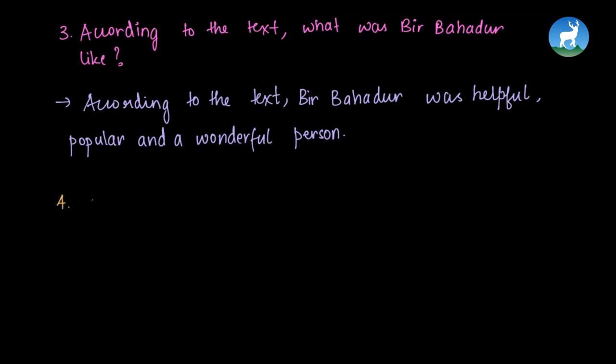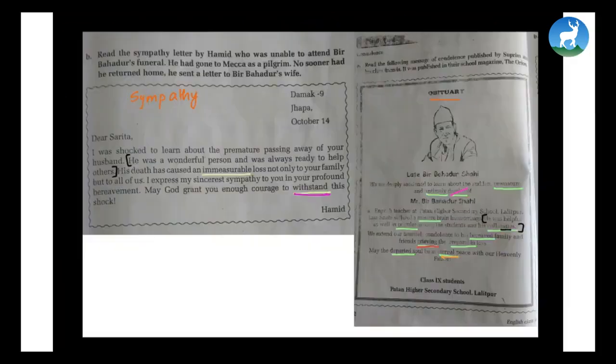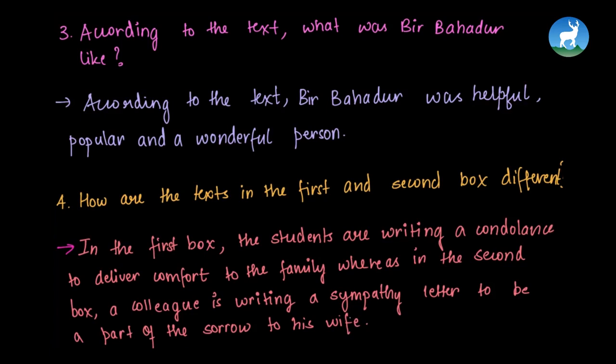Next, in the question, we have how are the texts in the first and second box different? We know that in the first box A, the students are writing an obituary. This is showing comfort to the family, whereas in the second letter, it's the sympathy letter and it's being a part of the sorrow. Let's begin our answer by saying, in the first box, the students are writing a condolence to deliver comfort to the family, whereas in the second box, a colleague is writing a sympathy letter to be a part of the sorrow to his wife.